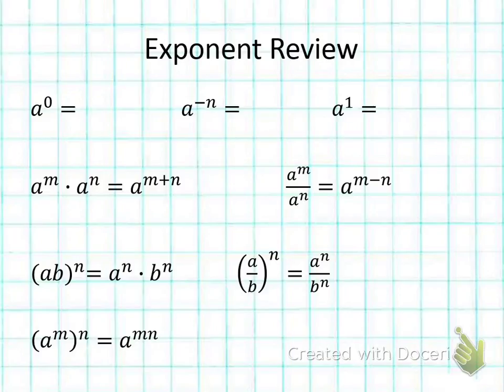A to the 0 power. What's anything to the 0 power? What do you think? 0. Wrong. It is 1. Okay. Anything to the 0 power is 1. So write these down as I go, okay? Write down exponent review. Okay, turn to your neighbor, tell them A to the 0 power is 1.